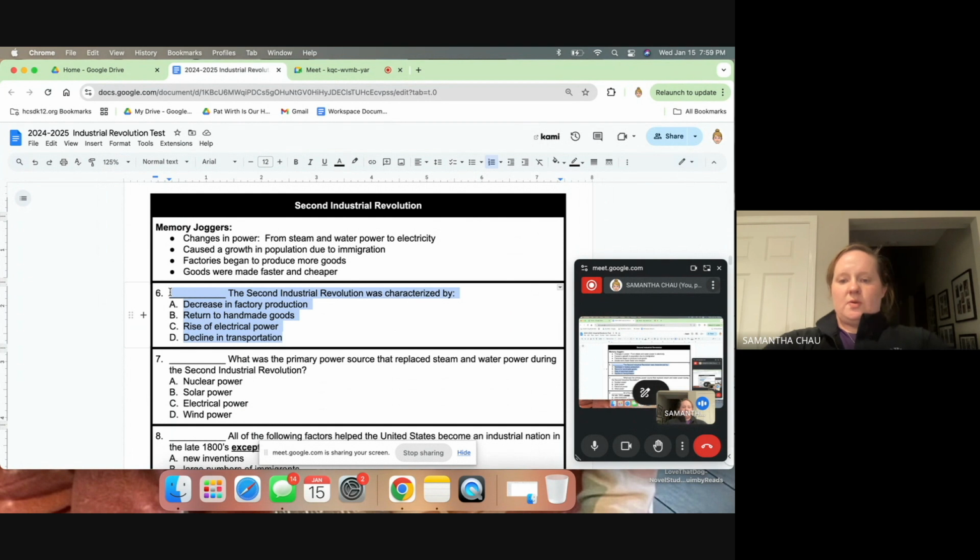The Second Industrial Revolution was characterized by: decrease in factory production, return to handmade goods, a rise in electrical power, decline of transportation.